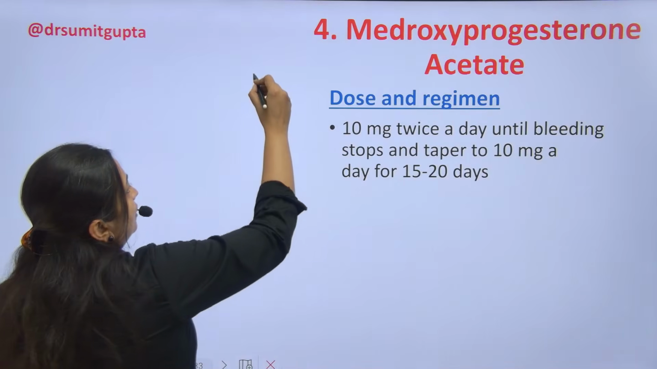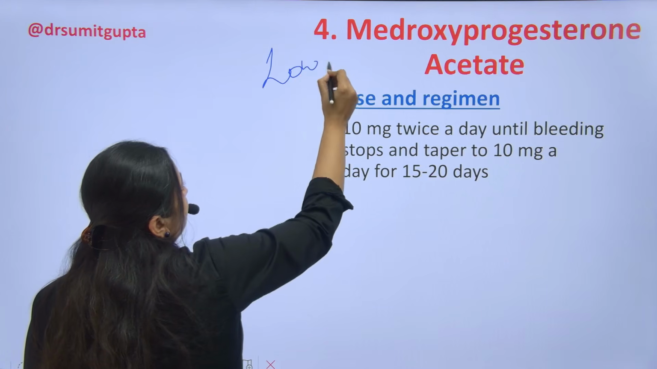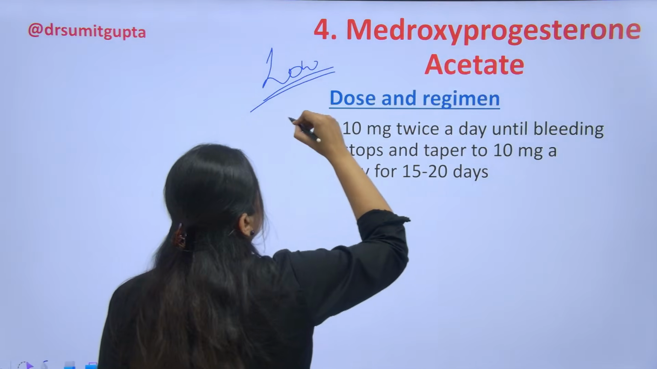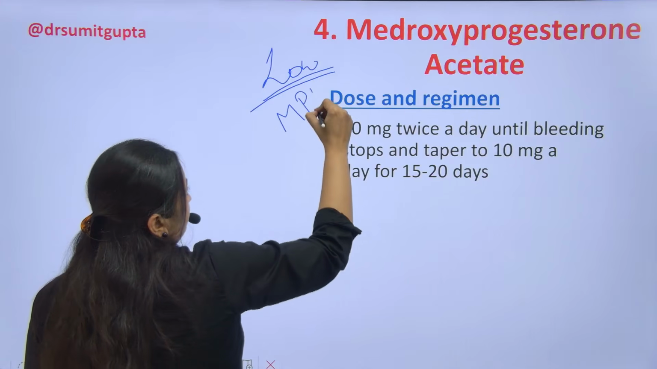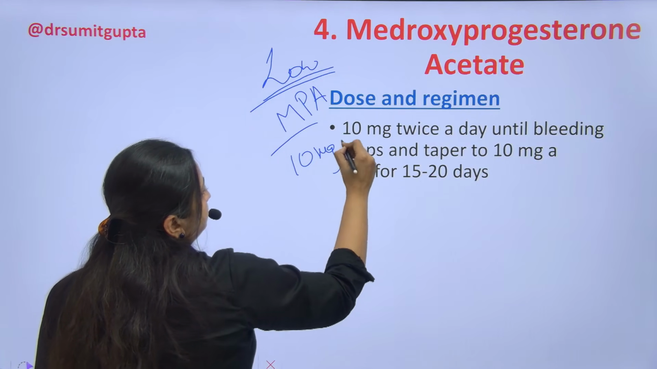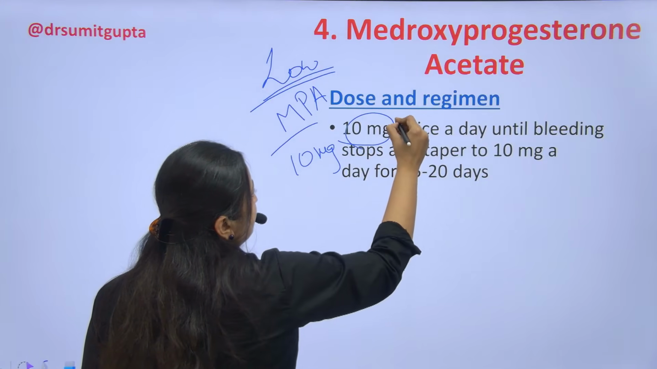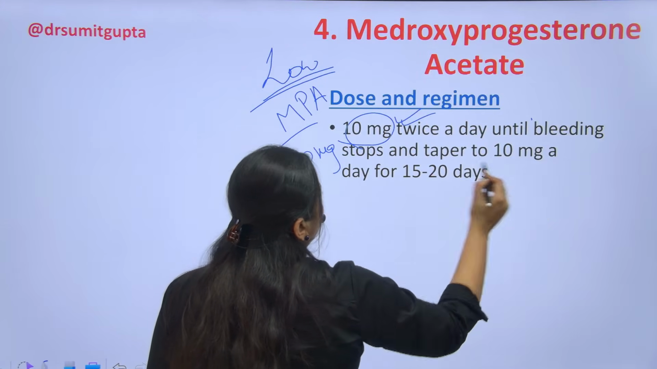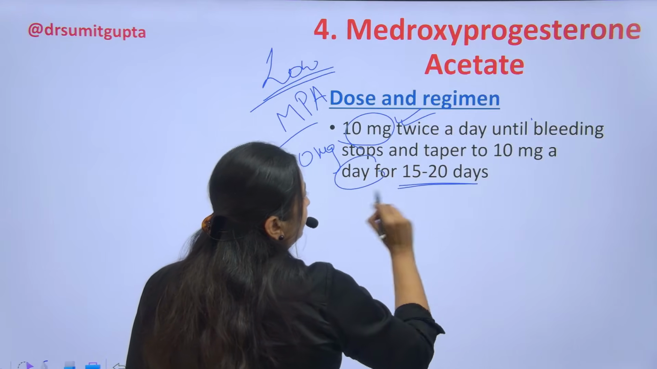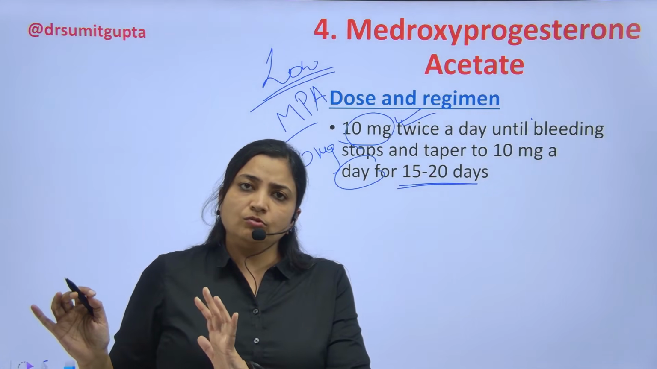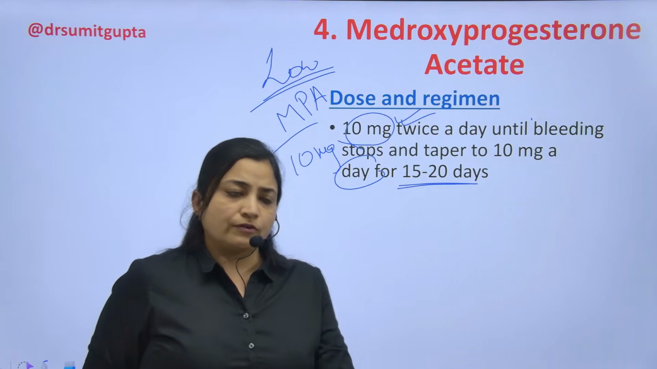If we want a low potency progesterone, very low potency progesterone, then we can go with Medroxyprogesterone Acetate, known as MPA. It comes in 10 milligram tablet form. Start with twice a day until the bleeding stops, and then taper down to once a day for the coming 15 to 20 days. So again, 15 to 20 days we continue the medicine in the low dose format.